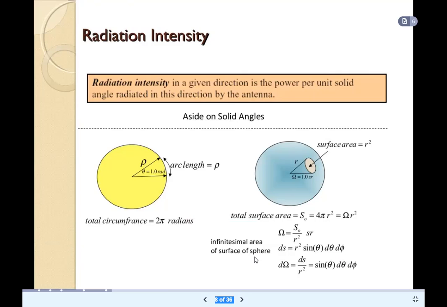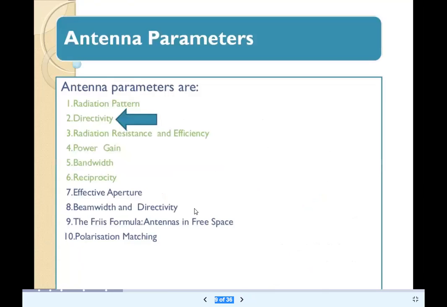When the area is infinite, then calculating the surface element, ds is equal to R squared sin theta d theta d phi. Then d omega is equal to ds by R squared, that is sin theta d theta d phi, and taking the integration of this.